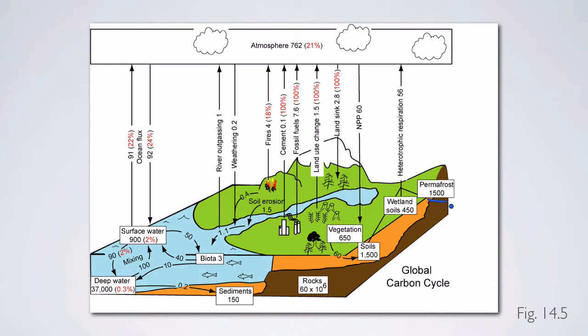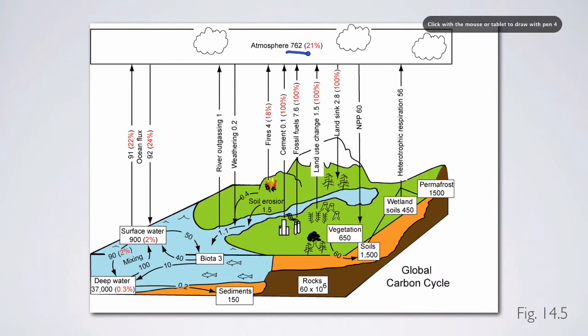Permafrost is also 1,500. Permafrost is permanently frozen soils, generally in northern latitudes, and there's a tremendous amount of carbon that's been stored in permafrost. So for aquatic systems, 37,000 and 900 for deep and surface waters. For terrestrial systems, we've got 1,500 petagrams in soils and 1,500 petagrams in permafrost. Vegetation is roughly half, it's less than half, but roughly half of soils. So there's half as much carbon in vegetation as there is in soils, not accounting for frozen soils.